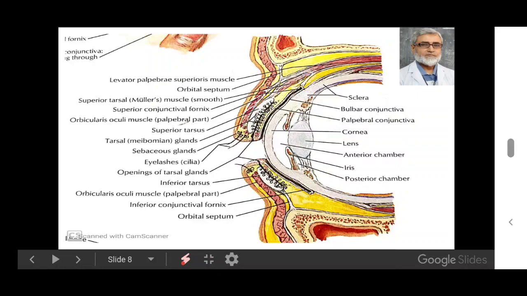Superficial fascia is very thin and loosely adherent to the skin. Due to this loose adherence of the superficial fascia, the skin over the eyelid moves very freely. That's why during any injury, swelling of the lids is very common. Very easily it gets swollen.